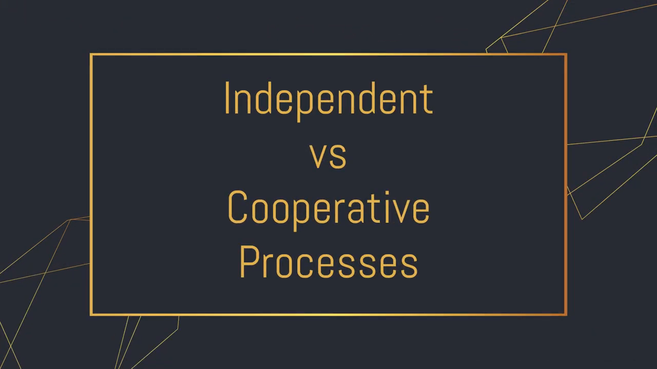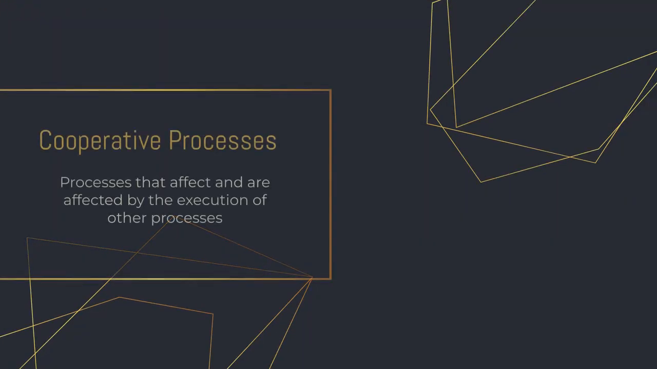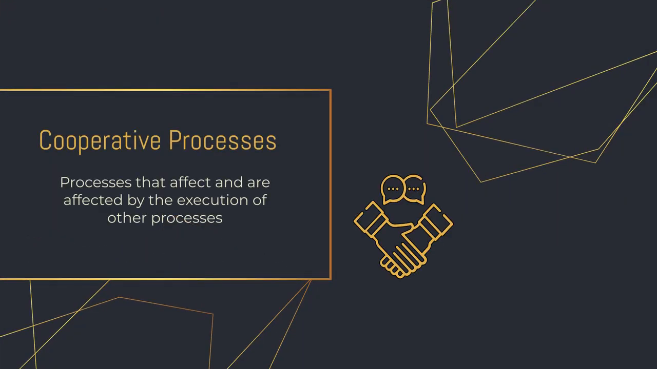Independent versus cooperative processes. An independent process is just that. It's a process that executes independently. Now, this process is neither affected nor does it affect the execution of other processes. Simply put, this process executes by itself and does not care what all the other processes are doing. Whereas a cooperative process is a process that is affected by and can affect other processes.